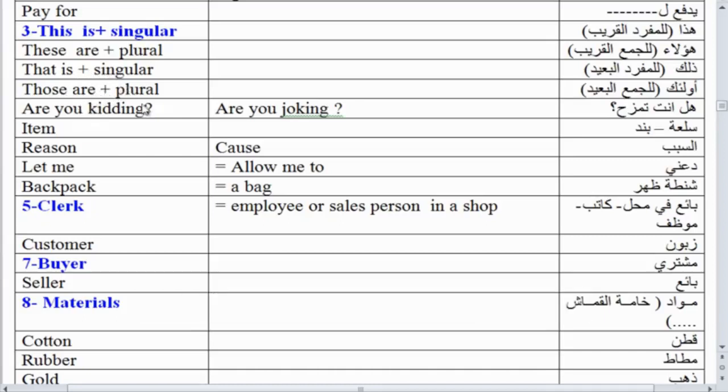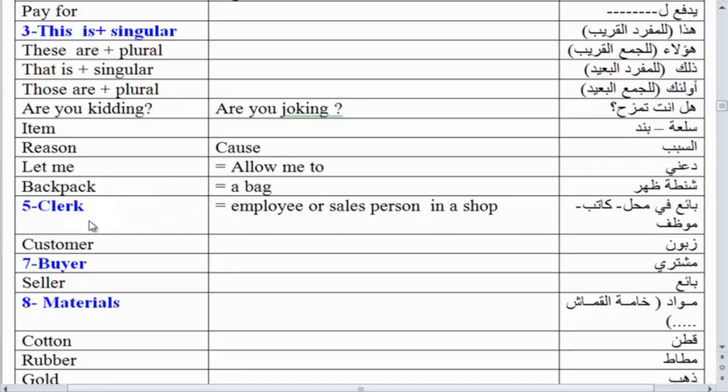Are you kidding? Are you joking? Item, T soft D, item. Reason, cause. Let me, American also, let me. Allow me to. Backpack. A bag, backpack, bag.